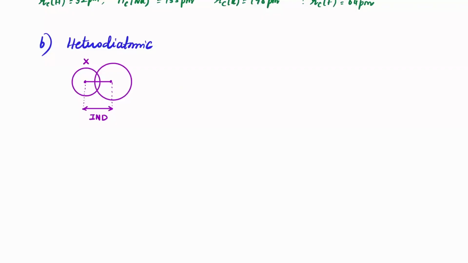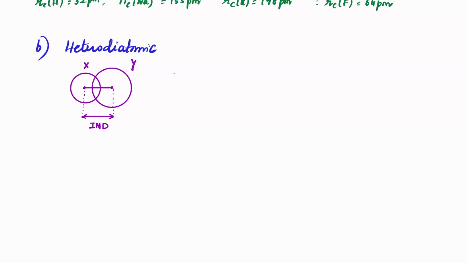Like this. And this is the internuclear distance between these two. So let's say this is X and Y here. So this is the internuclear distance. Now, simply, can we take the average of two? The answer is no. That is not how we calculate.